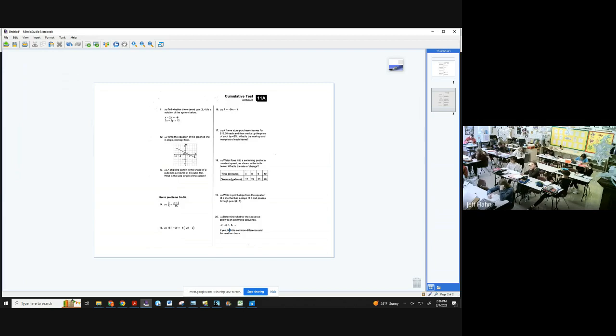Number 10, ladies and gentlemen, is 4/5. Number 11 is no, not a solution. No, yes. Number 12, y equals negative 1/2 x plus 1. Number 13 is 4 feet.